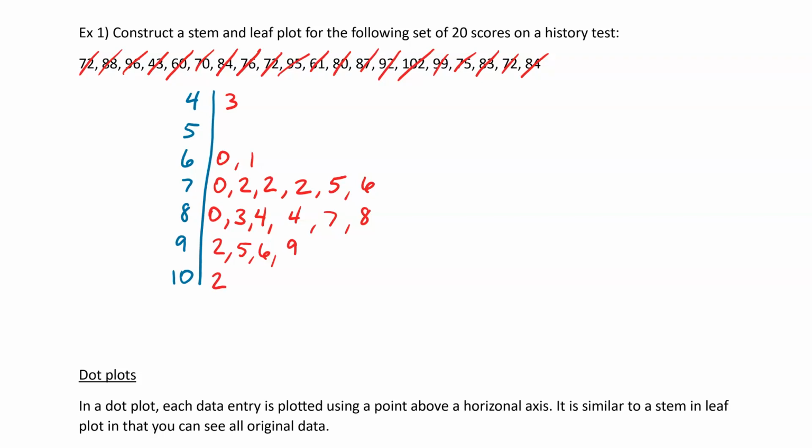So this lets us really easily see that the 70s and 80s had the most grades. And if we wanted to pull back out that original list, we easily could. This would give us 43, 60 and 61, 70, 72, 72, and so on. So you can pull the entire original list back out of this, but it still lets you very easily see at a glance that the 70s and 80s are the most. Nobody got any 50s, and then the 100s and 40s were very rare.